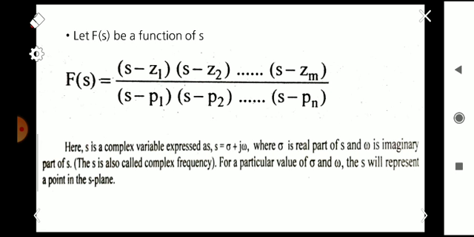poles. So here s is a complex variable, that is, whether it is a pole or a zero, we can express s as a complex variable, that is s is equal to sigma plus j omega, that we know. Normally we plot the poles and zeros in the s plane with the real and imaginary axes as sigma and j omega, that is sigma is the real part and omega is the imaginary part. And for a particular value of sigma and omega, the s will represent a point in the s plane. So s is a complex variable.